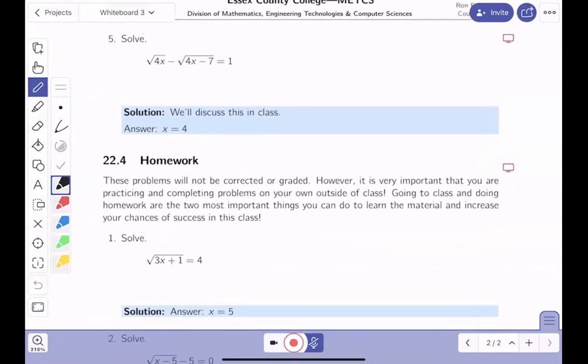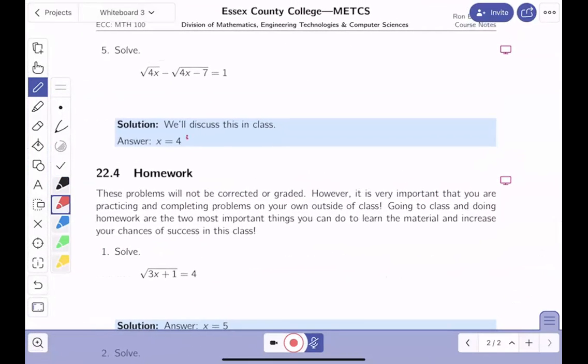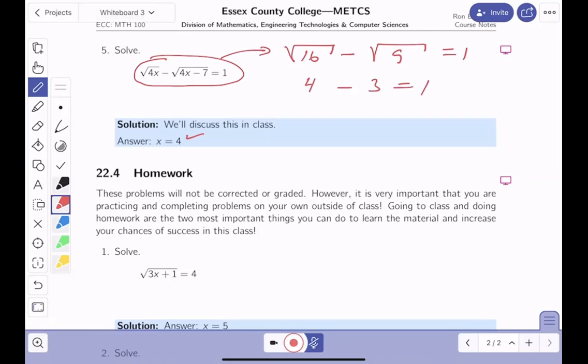I said x is 4, right? That's what the key says. But you know what? I don't trust the key. I'm going to do this over here. I can see if that's true. If x is 4, that'd be square root of 16, minus, I'll write this one down, if x is 4, that's 16 minus 7, which is 9. What's the square root of 16? 4. What's the square root of 9? 3. Does 4 minus 3 equal 1? Of course it does. It works out beautifully.